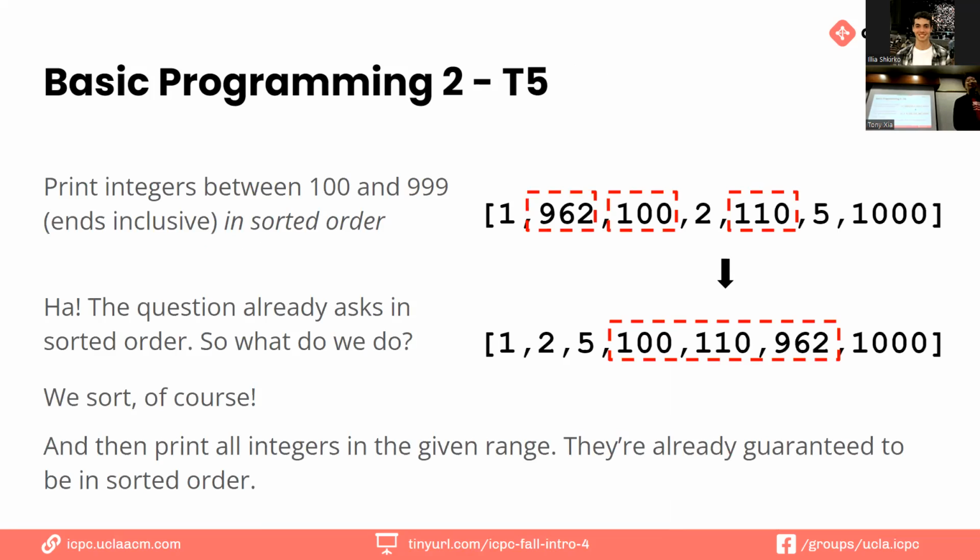So task 5 asks you to print out the integers between 100 and 999 in sorted order. So let's say you have an array 1, 962, 100, 2, 110, 5, and then 1000. The question asks you to print out 100, 110, and 962, omitting all the elements that are not in the range. And also, you're asked to output the elements in sorted order. So if the problem asks you to sort it, what do you do? You sort it first. And then once you've sorted it, you can just print out the elements in order. Simple as that.